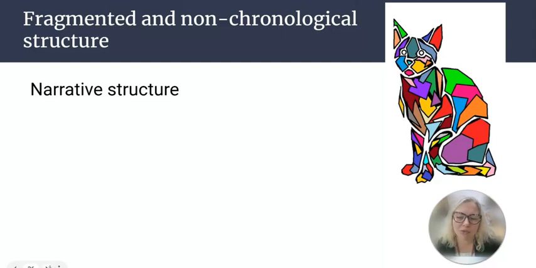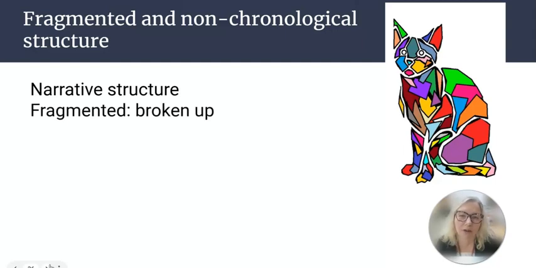And what's most interesting about the narrative structure in this book is the fragmentation. And what that means is that the stories are broken up. They're fragmented, like little shards of glass. If you took a mirror and smashed it, the stories are kind of like picking up various little shards of that mirror and then describing them. And so that's why I've got my little fragmented kitty here.